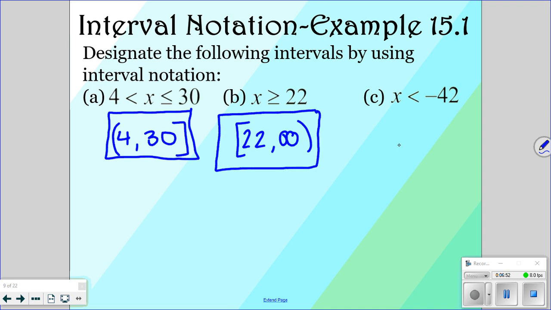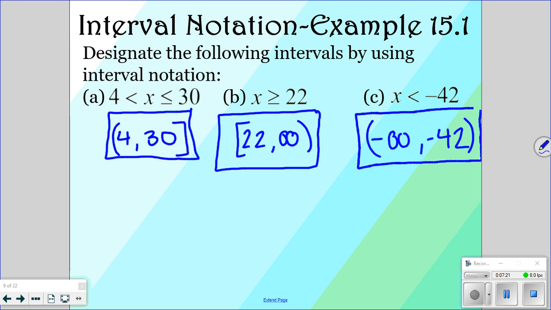For part C, our numbers are negative 42 and what? X is less than negative 42. So we're going all the way down to negative infinity. So those are our two numbers. Again, with infinity, you never use a bracket. And then on this one, it's not or equal to negative 42, so we do a parentheses because we don't want to include negative 42. So that's how you do interval notation.